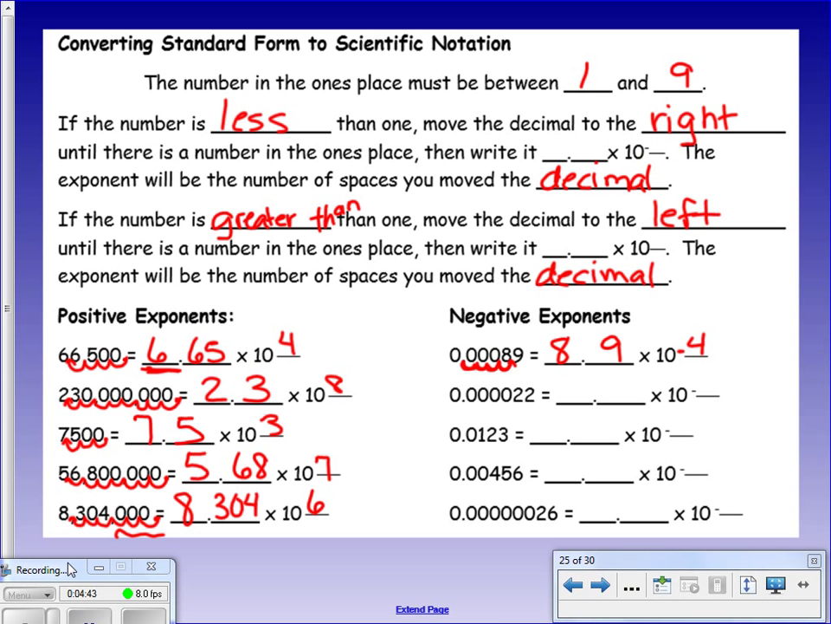Now let's look at the next one. We're moving it 1, 2, 3, 4, 5. So to the negative 5th. All right, and then my number is 2.2.